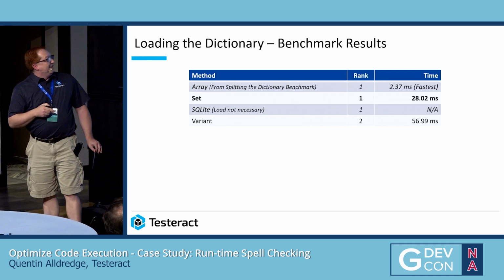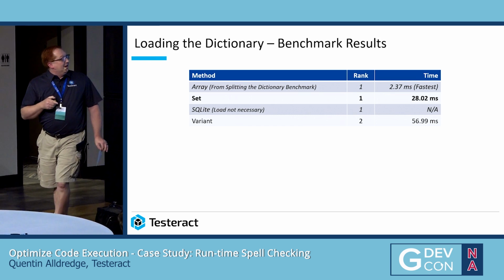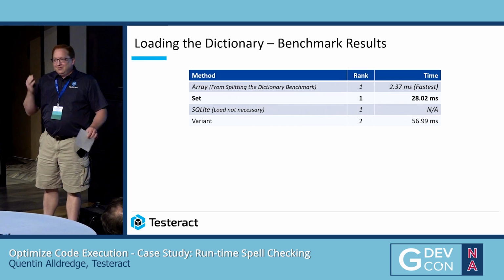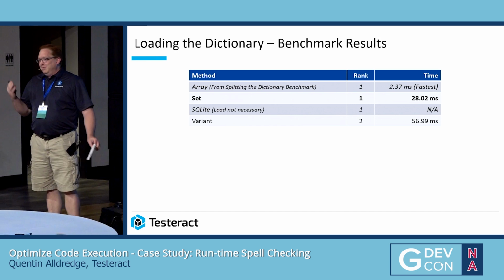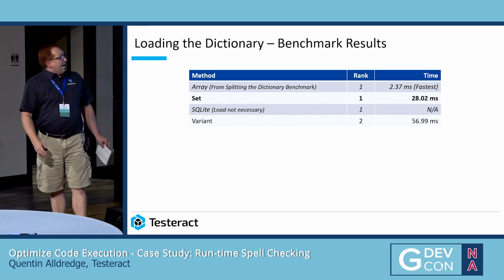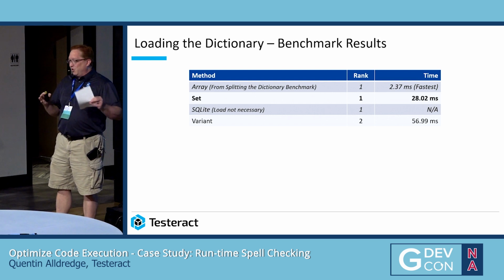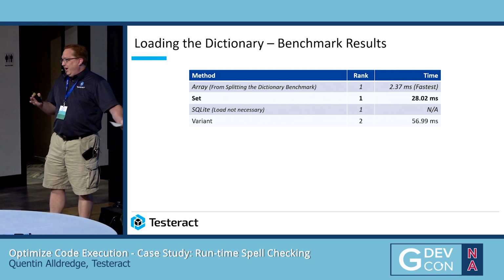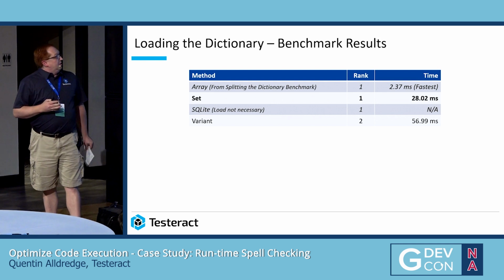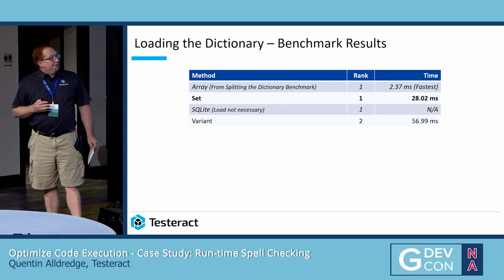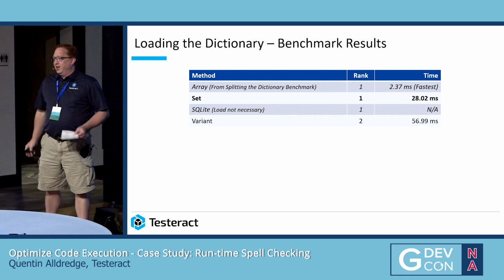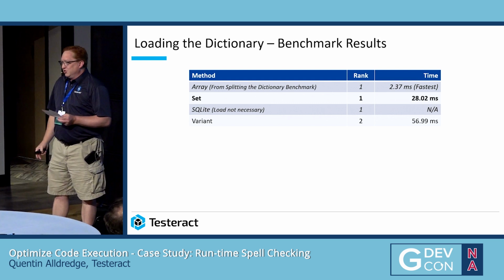So this one, this is why it's a trick question. The array, it's already split up, and later on down the road, on some of these examples, we're going to be using the array as the array. On some of them, we're going to be using the set. On some of them, we're going to be using the variant. And then the SQLite, well, it's already loaded into the table. So there's no extra loading necessary.